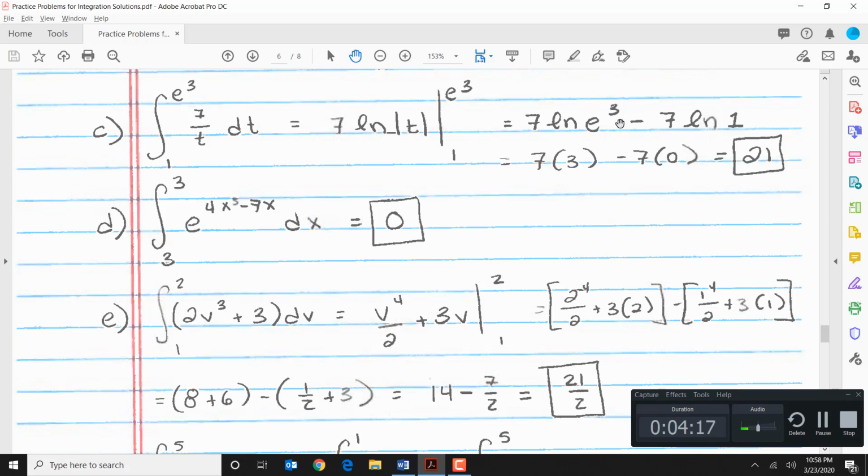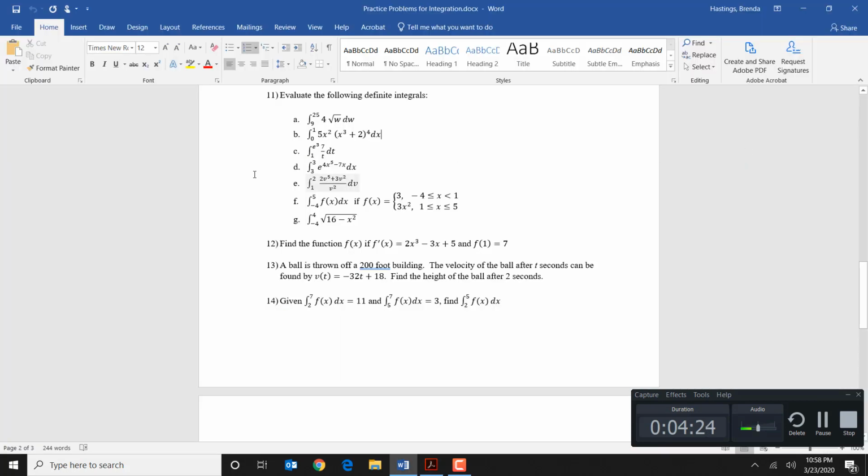Plug in the e cubed, plug in the 1, evaluate, and I get 21. Now look at this one right here. A lot of you may end up taking a problem like this and saying, okay, I'm going to let u substitution, I'm going to let u be 4x to the 5th minus 7x or something to that effect. But notice the bounds. The bounds are going from 3 to 3. The bounds are the same.